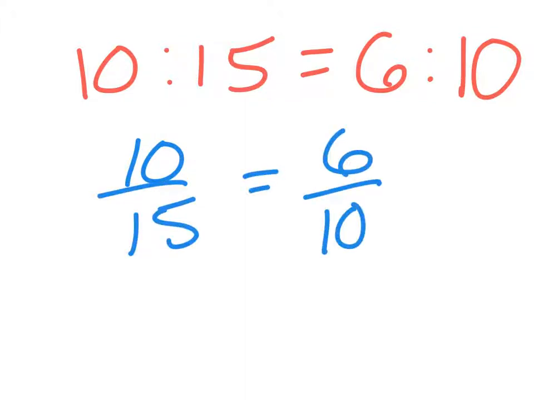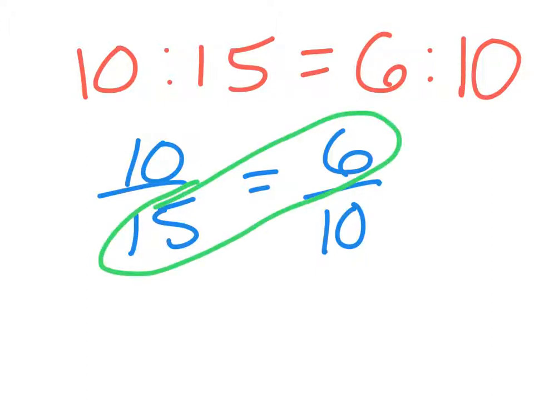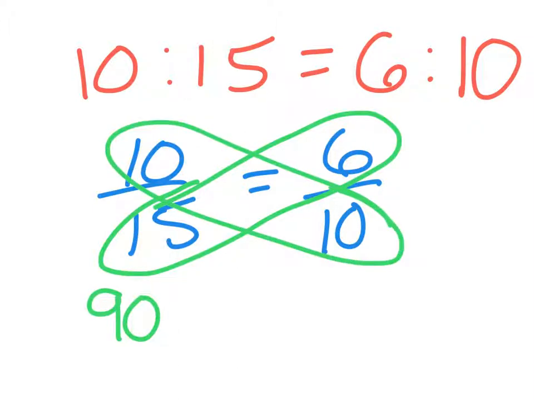Still maybe having a hard time with seeing if these are equivalent or not, so we can just double check that. And it does not matter what side you multiply first. If I multiply, let's say I'll multiply this side first, just to be different from our last example. 15 times 6 gives me 90, and then when I multiply on the other side, 10 times 10 is 100. So therefore these are not equal, and so therefore this is not a proportion.